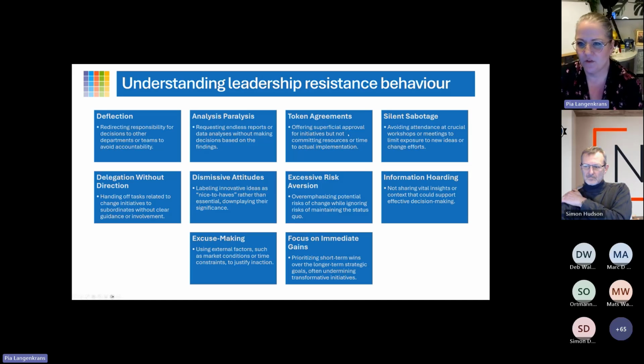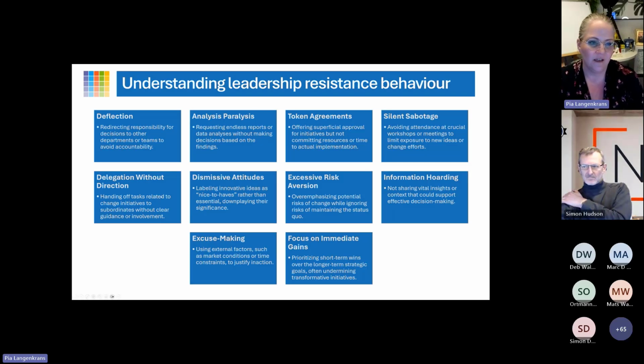Token agreements. They say, okay, I can support this, but I'm not going to send any people. You're not going to get anything of my budget. I'm not actually going to do anything. I'm going to have someone show up to a meeting every third week, but they're not going to do anything in between. And then the silent sabotage, avoiding attendance at workshops or meetings, or just not doing any work.